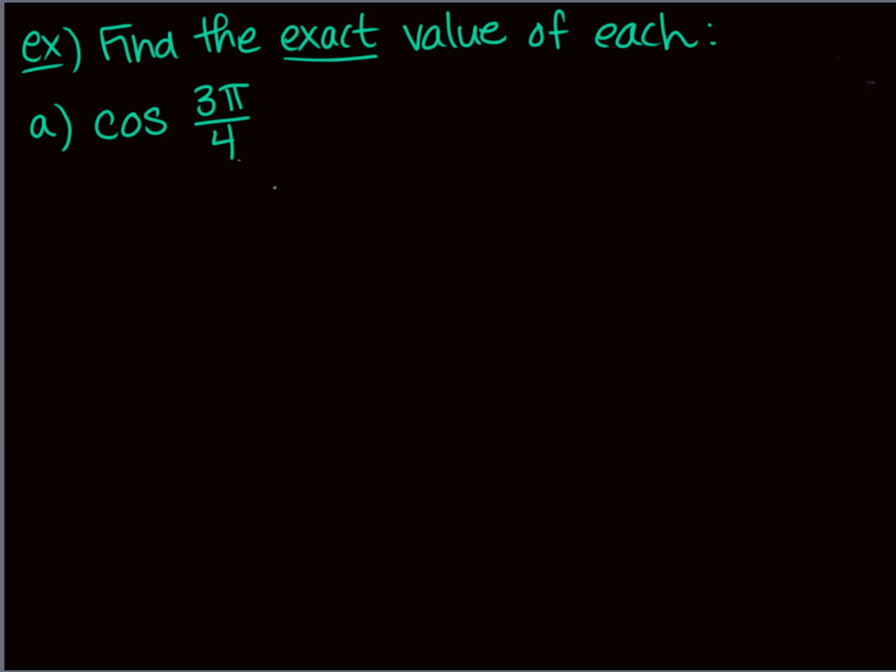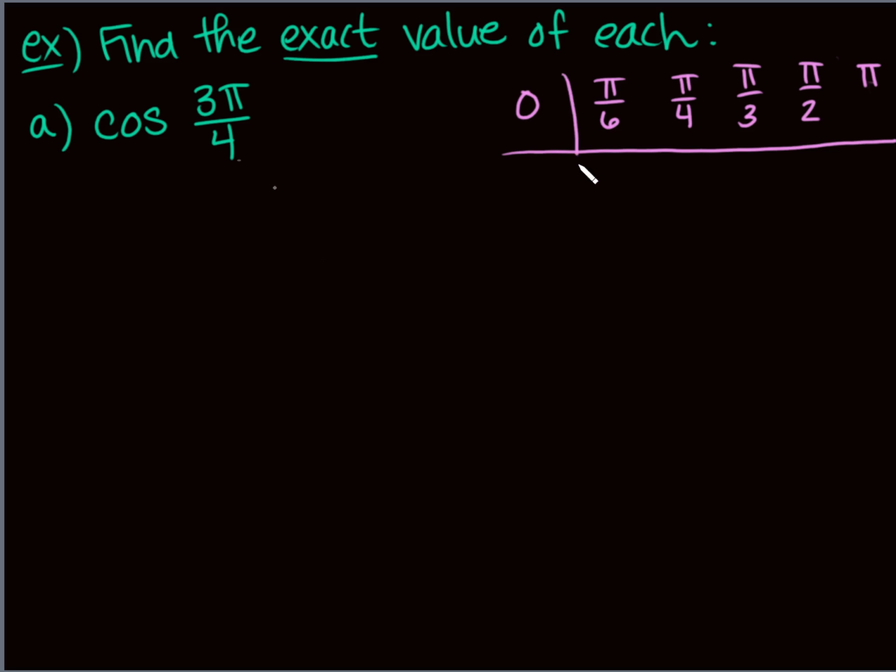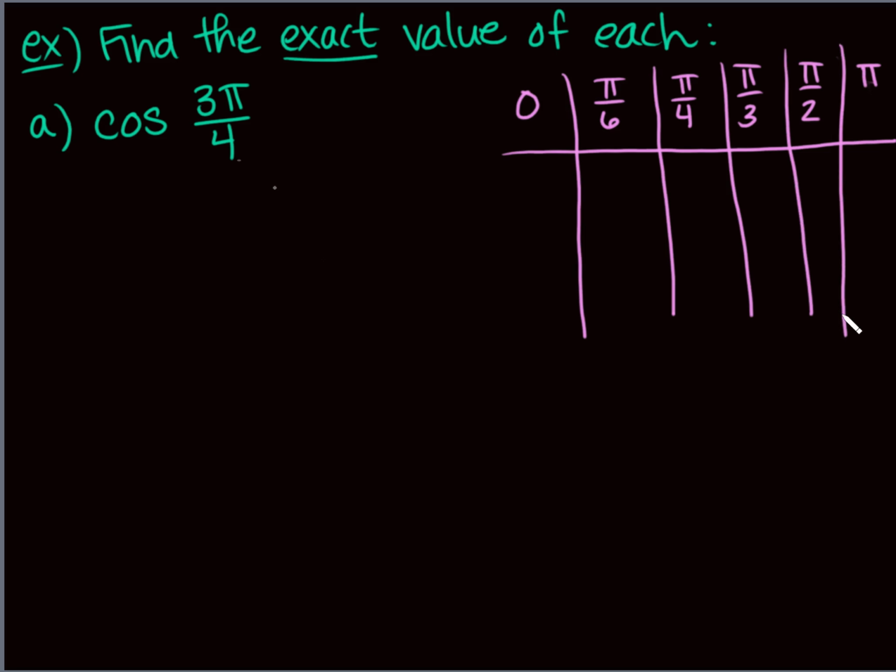So 0, pi over 6 is 30 degrees. Pi over 4 is 45 degrees. Pi over 3 is 60 degrees. Pi over 2 is 90 degrees. And then let's look at pi, and then 3 pi over 2 you can figure out also. That's where I really use the unit circle, is with those guys.